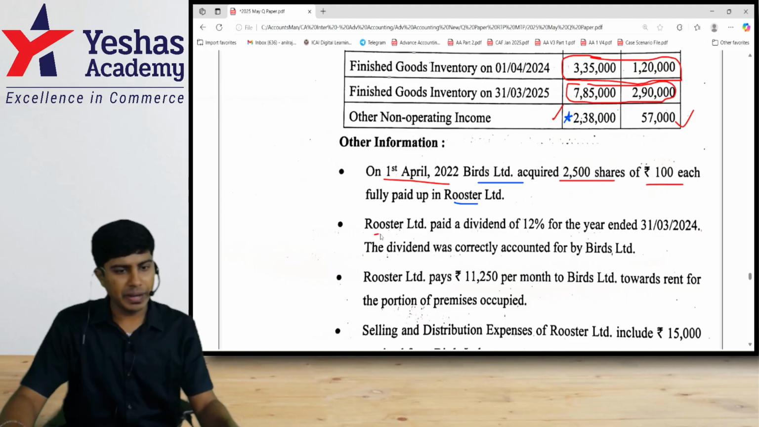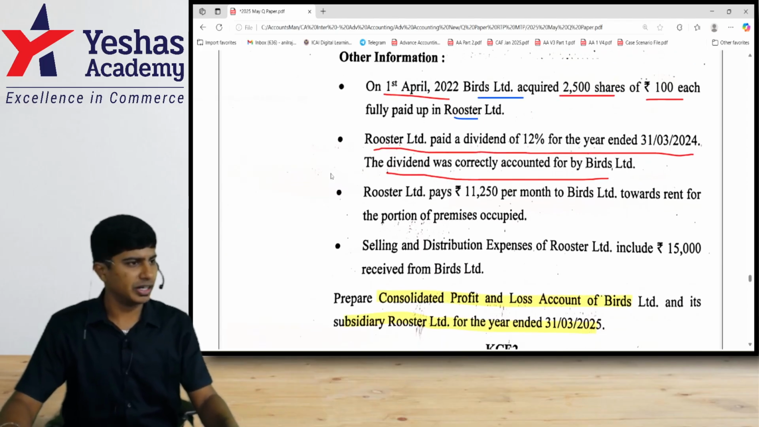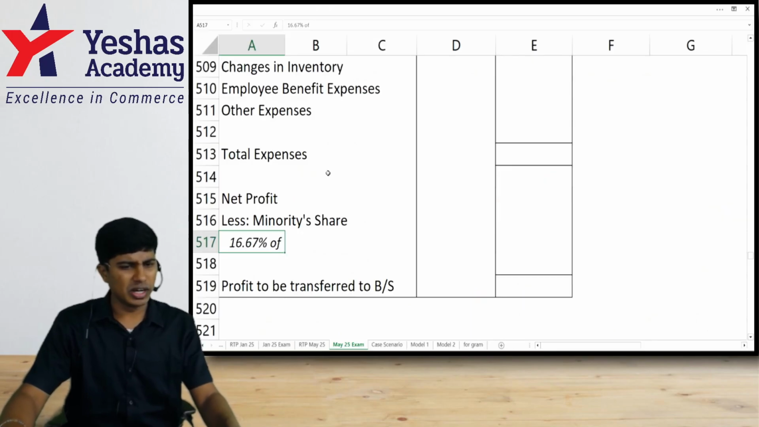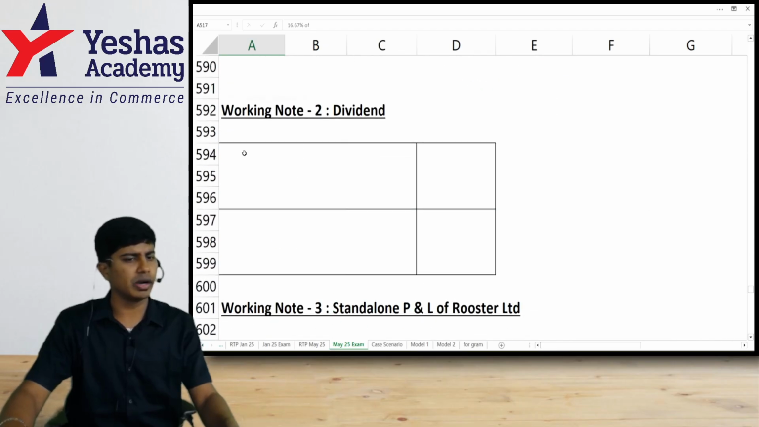Rooster Limited paid a dividend of 12% for the year ended 31st March 2024. Dividend was correctly accounted for by Bird Limited. Bird Limited has correctly accounted it. We don't have to do any adjustment. Do we have to do any adjustment? No adjustment. However, I'll still compute that amount of dividend to make you understand.